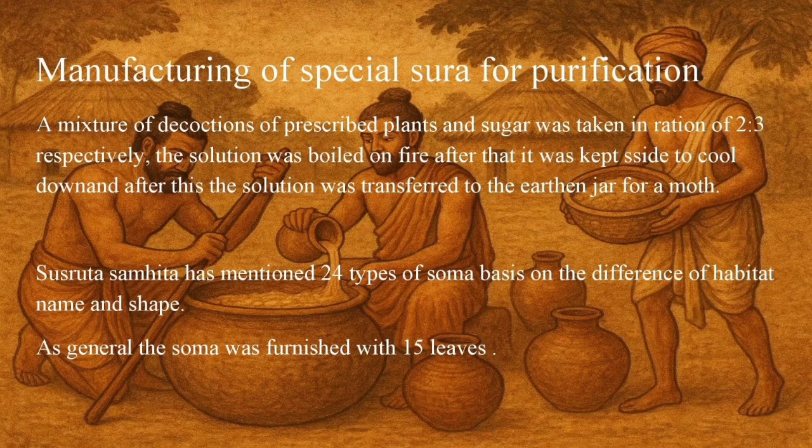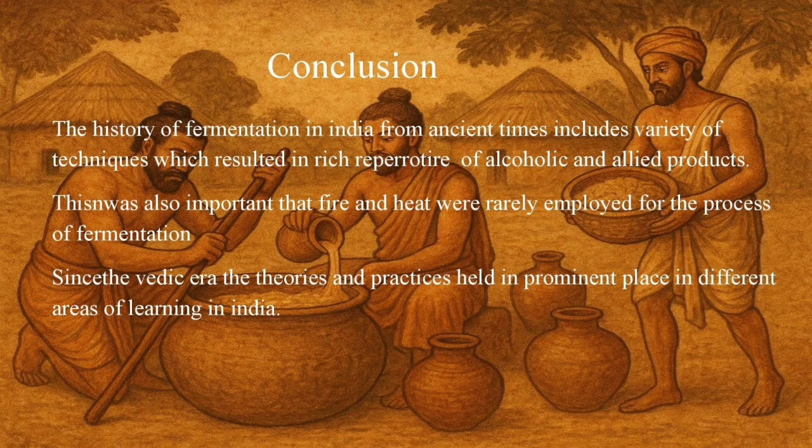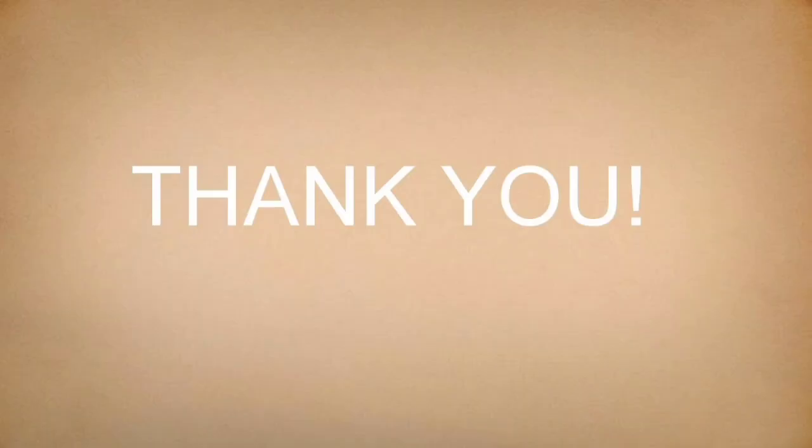Sushruta Samhita has mentioned 24 types of soma based on the difference of habitat, name, and shape. In general, the soma was furnished with 15 leaves. Coming to the conclusion, the history of fermentation in India from ancient times includes a variety of techniques which resulted in a rich repertoire of alcoholic and allied products. It is also important that fire and heat were rarely employed for the process of fermentation. Since the Vedic era, the theories and practices held a prominent place in different areas of learning in India. So that's it. Thank you.